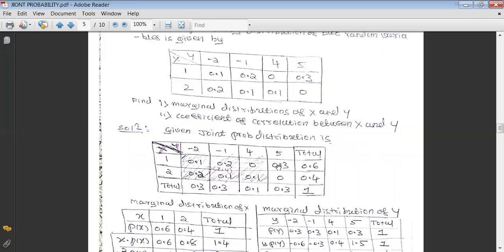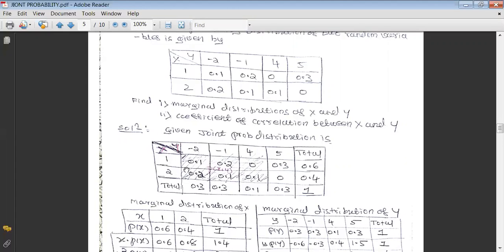Once you take the first row total, that is 0.1 plus 0.2 plus 0 plus 0.3, that results in 0.6. And the second row total results in 0.4. Now, similarly, the first column total results in 0.3. The second column total results in 0.3. The third column total results in 0.1. And the fourth column total results in 0.3.